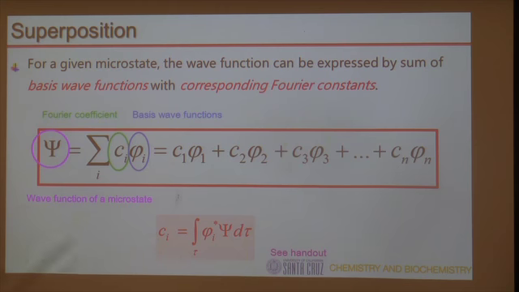Anyway, the conclusion is, if you want to extract the coefficient from the total wave function, you can simply do this evaluation and it will give you c_i.